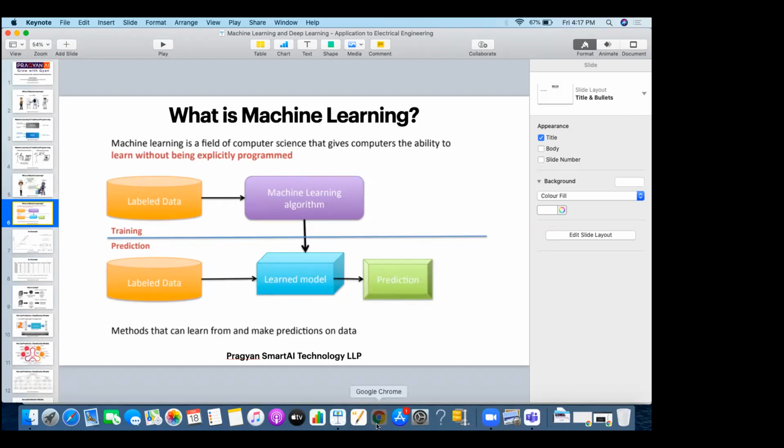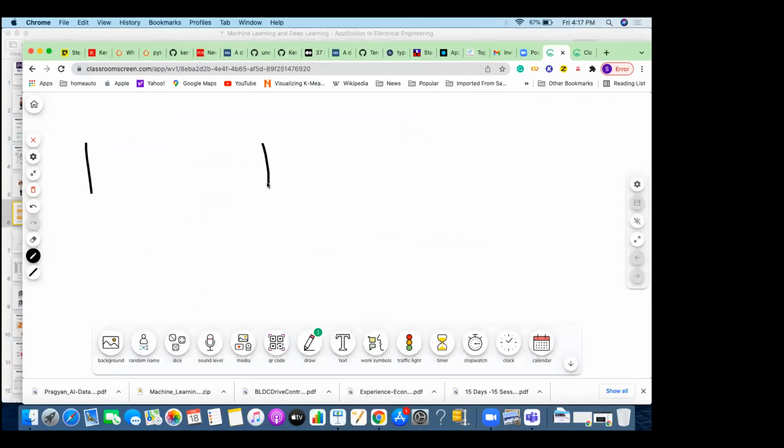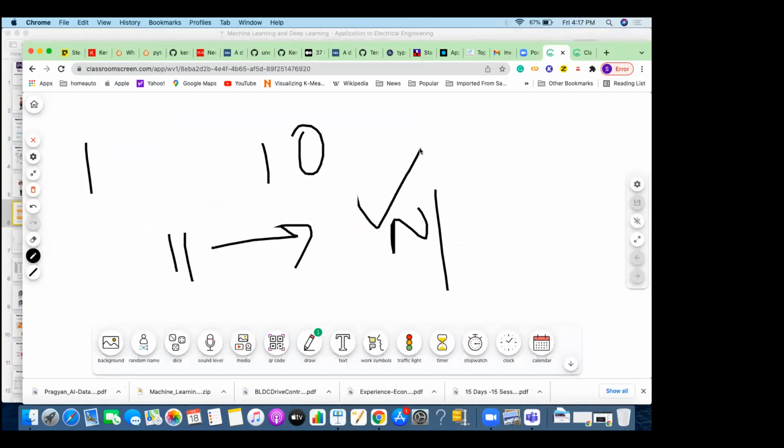then I will be giving it new data. For example, I have given the data from 1 to 10, and now I give 11, to see whether it is able to predict if it is prime or not. If it says it is not prime, then it has not learned well. If it says it is prime, then it has learned, because I have not given this information while training the model.